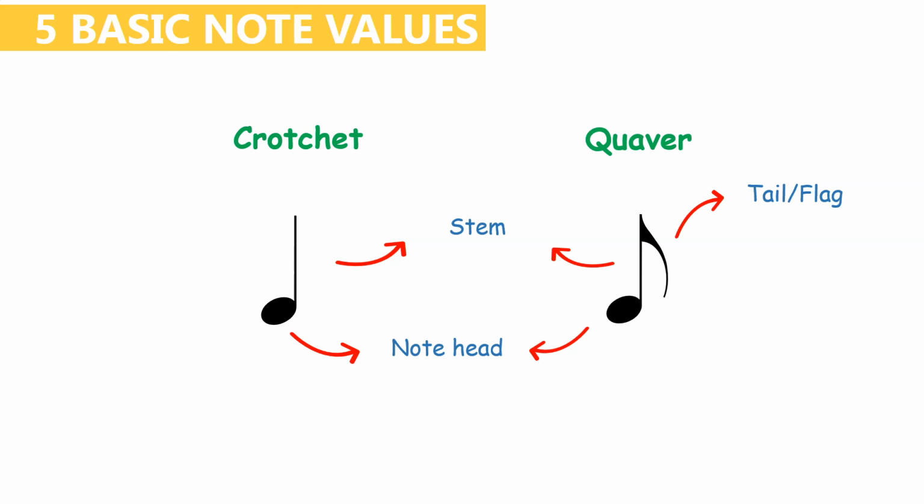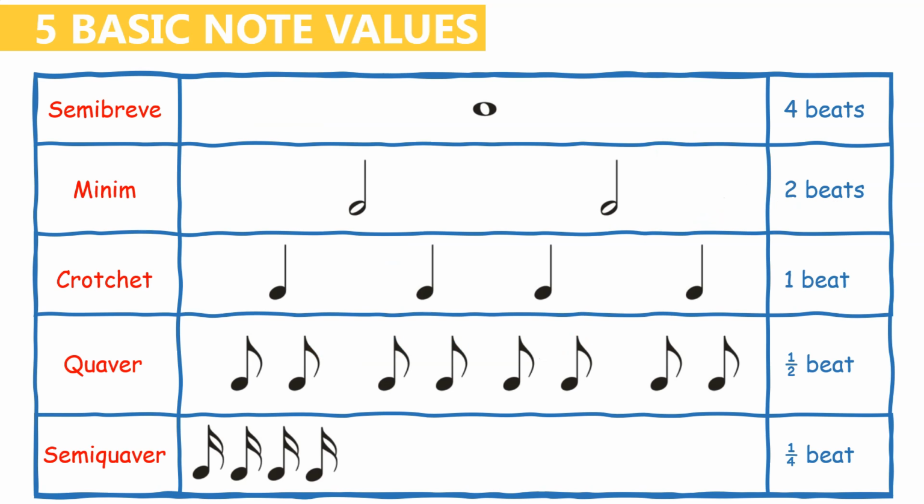Putting them all together, here is a summary table showing you the names of the 5 different music notes that every budding musician must know. Looking at the note values, you can see that a semibreve has an equivalent time value of 2 minims, or 4 crotchets, or 8 quavers, or 16 semiquavers. Now, learning music theory isn't so difficult after all, is it?